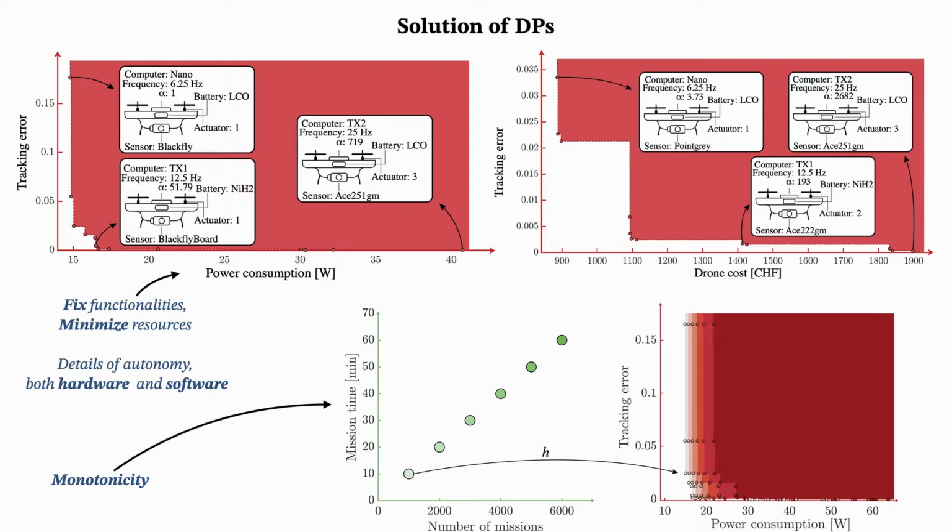Finally, I care about showing you the monotonicity graphically. In this picture, you can notice how increasing the desired functionalities, here again the number of missions and the duration of the missions, we can obtain dominating upper sets of feasible solutions.